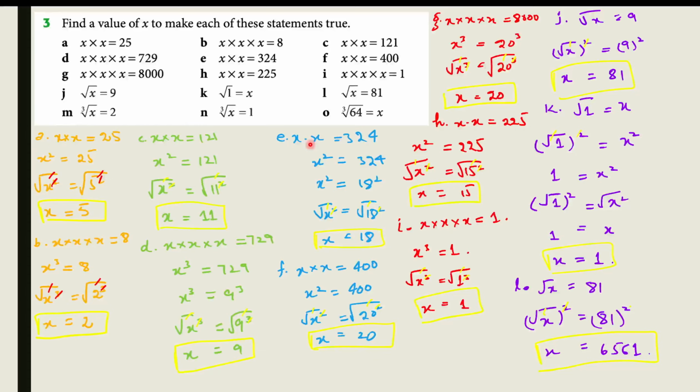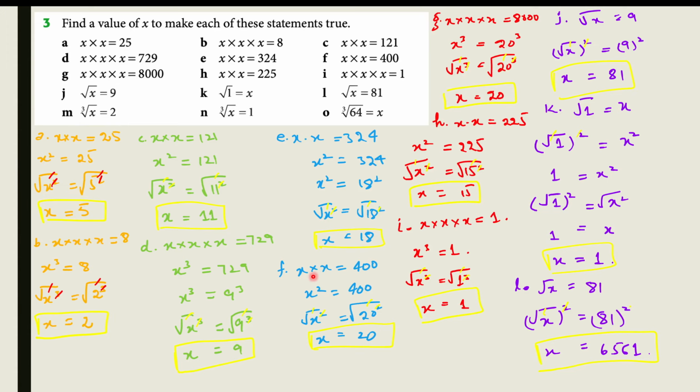The fifth part is x multiplied by x equal to 324. If we write it in the exponent form, it would be x squared equal to 324. And 324, if you write it in the exponent form, would be 18 raised to the power of 2. So on both sides we have the exponent of 2. In order to get rid of the square, we apply the square root on both sides. This way the square gets cancelled with the root, and we get the value of x is equal to 18.